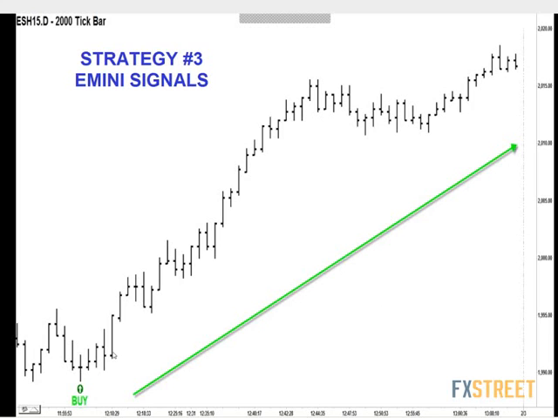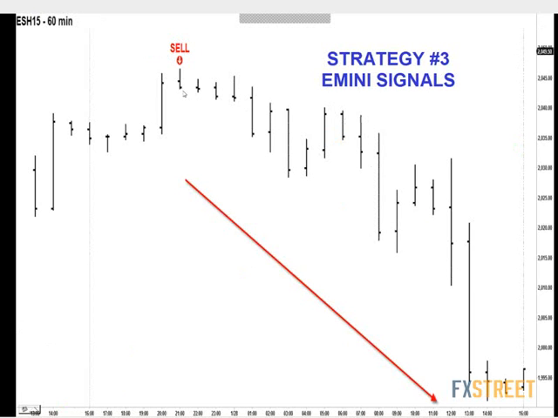Here's a 2000 tick bar chart of the E-mini. This was just going back about a couple of weeks ago. As we see here, we had a small pullback. Strategy 3 generated a buy signal, and look what happened in the E-mini. You can also apply this to intraday trading and 60-minute charts. Here was a nice rally in the E-mini. This was also just a short time ago, and look what happened. A very nice sell signal was generated to go short the E-mini.